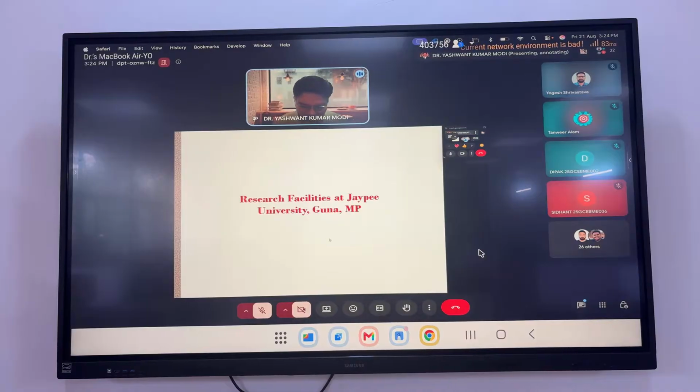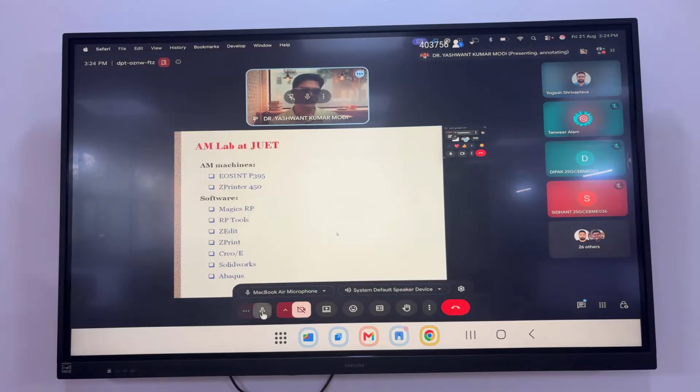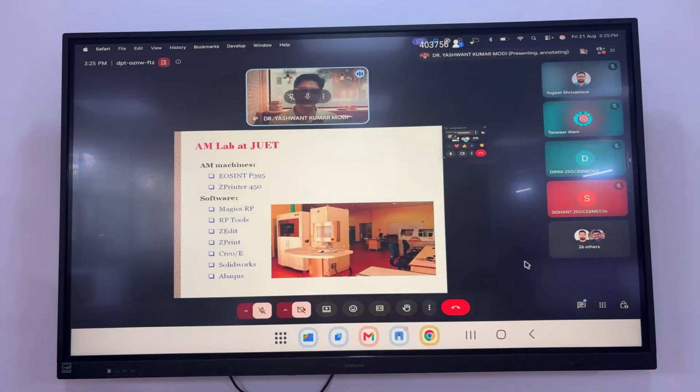And quickly, if we have 5 minutes, then I can quickly show you the facilities available in our university. We have two 3D printing machines in our lab. The EOSINT P395 machine, the white one you can see on the screen, is an SLS printer, a selective laser sintering machine. And this gray one is the Jet Printer 450, which is basically a ceramic-based printer. We have many software packages like Magics RP, RP Tools, Jet Edit, Jet Print, Creo, Elements, SolidWorks, Abaqus, etc.